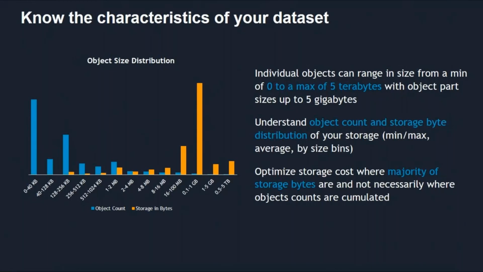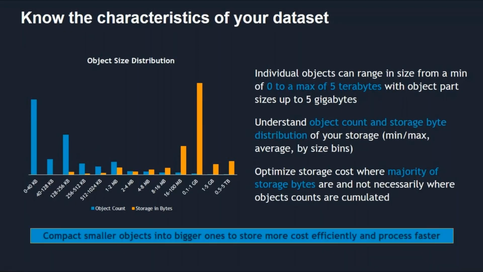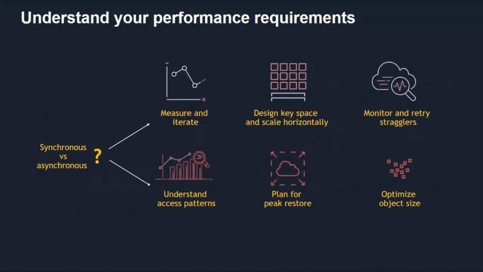The idea here is to better understand what characteristics our data has, and then understanding how we can organize and bring some of that together. Part of this is a concept of compacting smaller objects into bigger ones for greater cost efficiency. And the distribution that you see here tells us how many objects we have in different sizes and how much storage it consumes. So take advantage of these capabilities that are built in to really know how to provide for better performance and better costs.